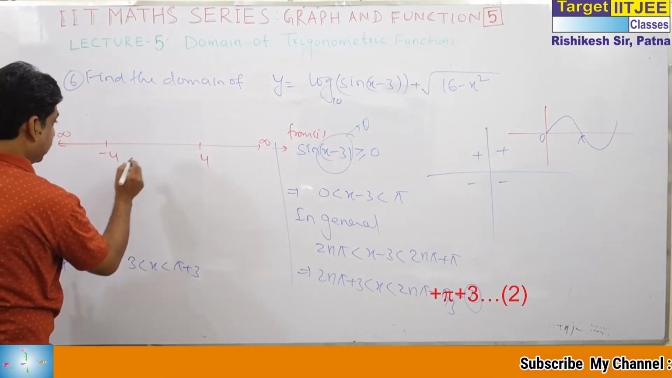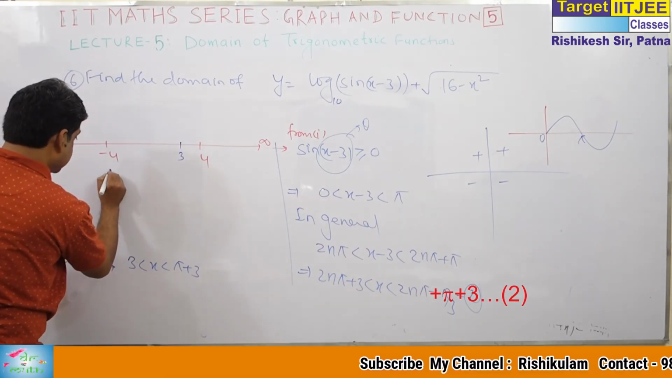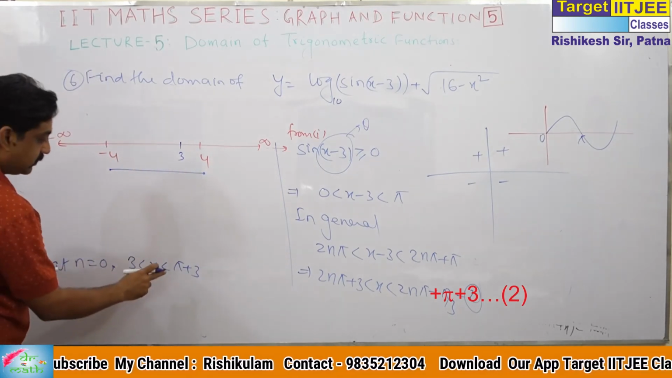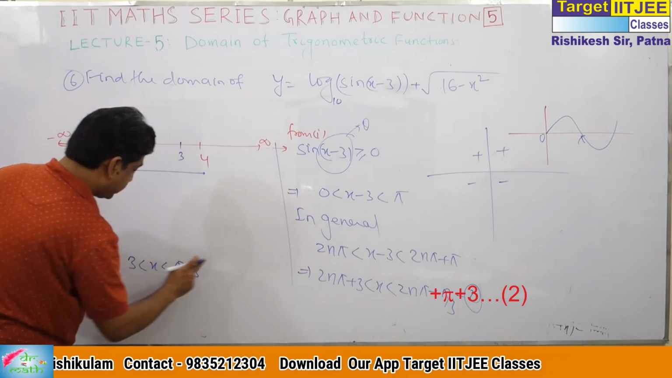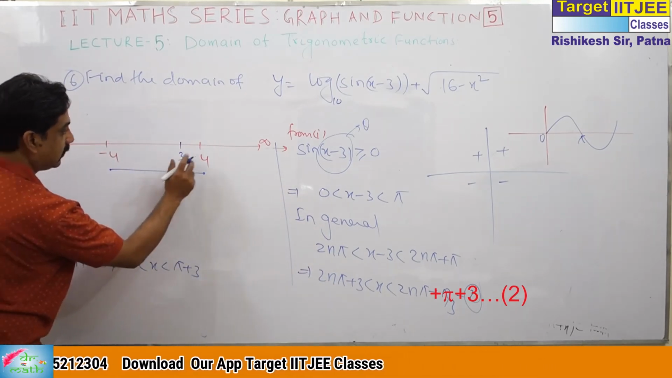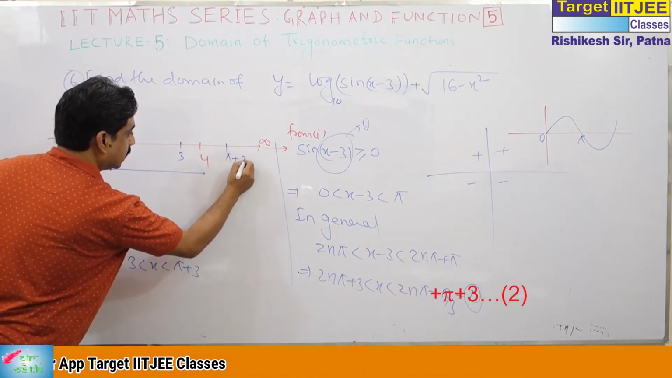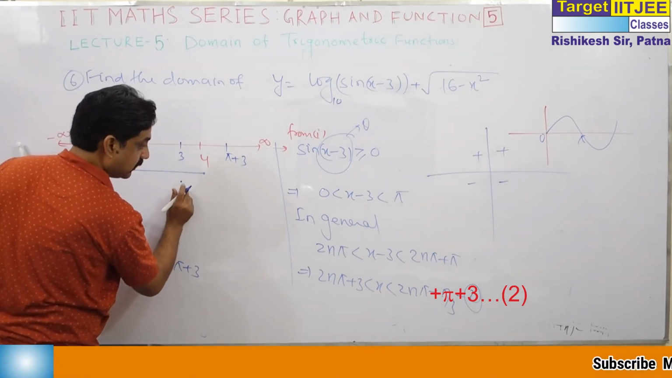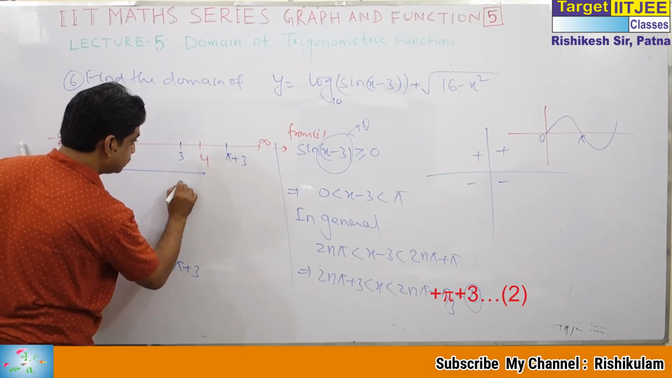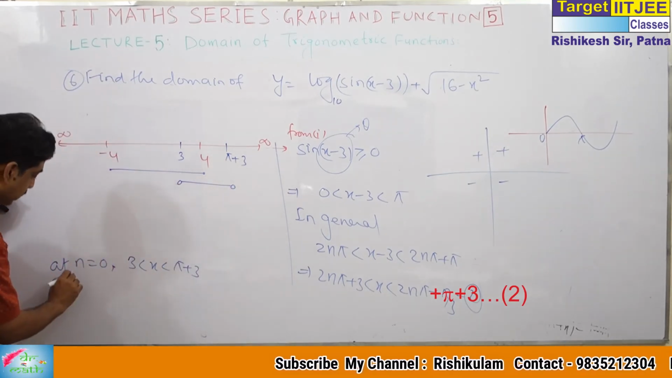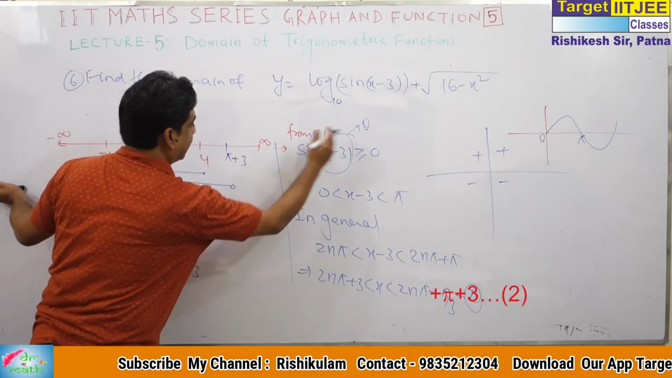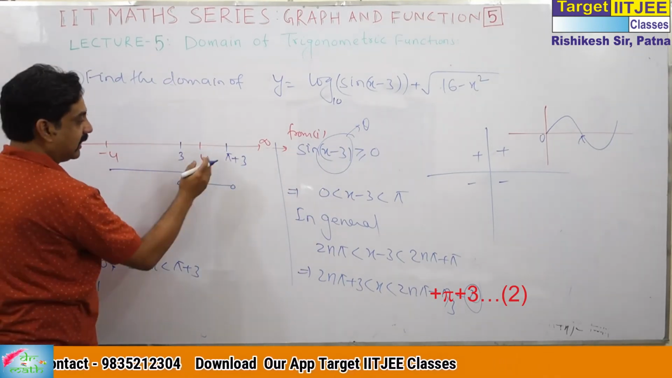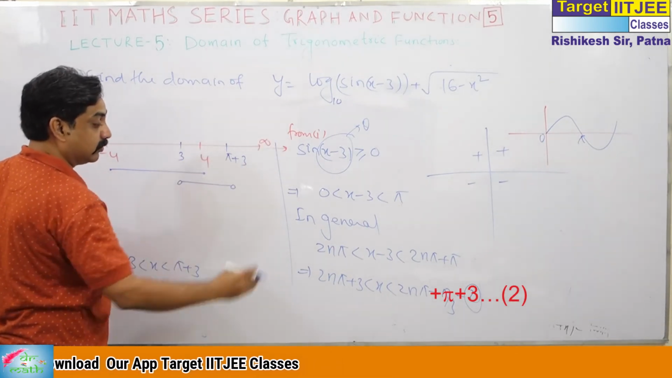So this is 3. The first case suggests minus 4 to 4. For this case, this is 3 to pi plus 3. This is 3 and this is pi plus 3. I think this is an open interval. Now, if we take n equal to 1, it goes further right, and we need not write it, as we can't go beyond 4.